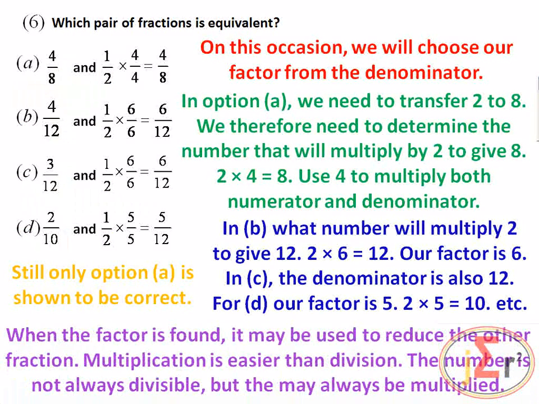When the factor is found, it may be used to reduce the other fraction. Multiplication is easier than division. The number is not always divisible, but we may always multiply. So when a factor is found, it may be used to reduce. That means we divide both numerator and denominator by that factor, or we may multiply.